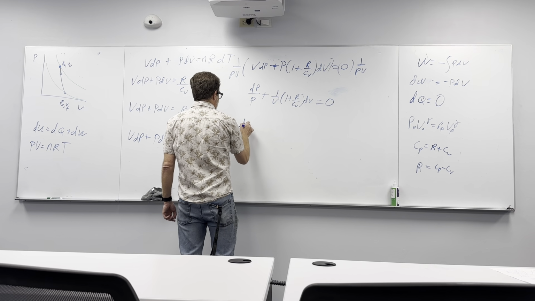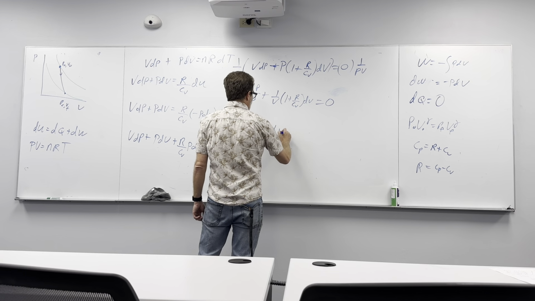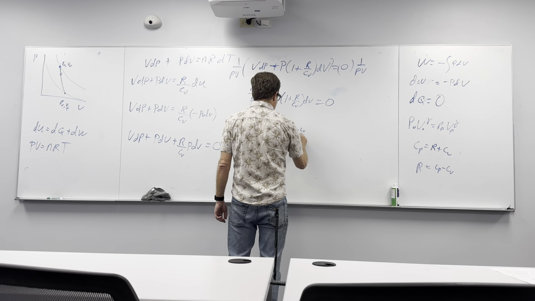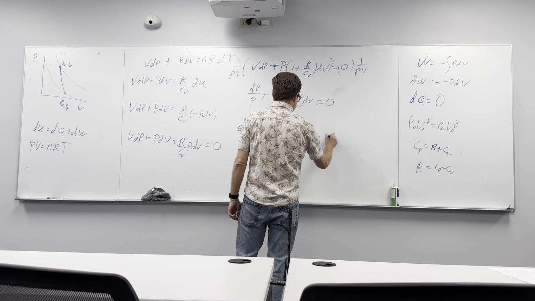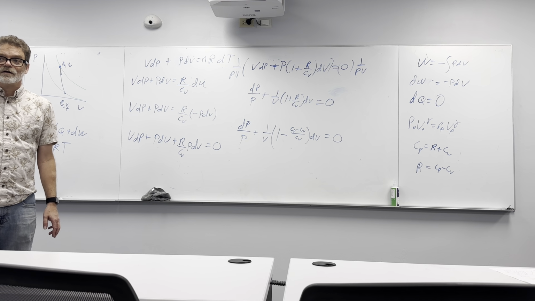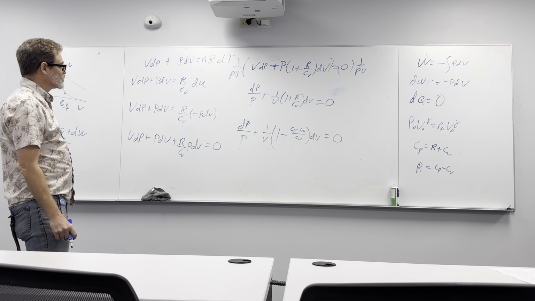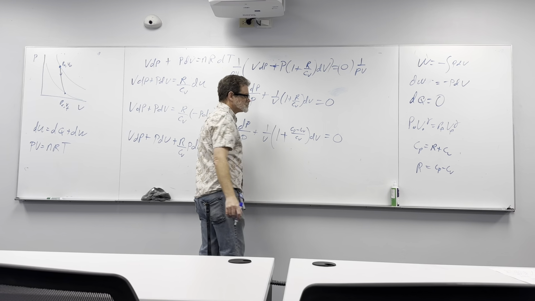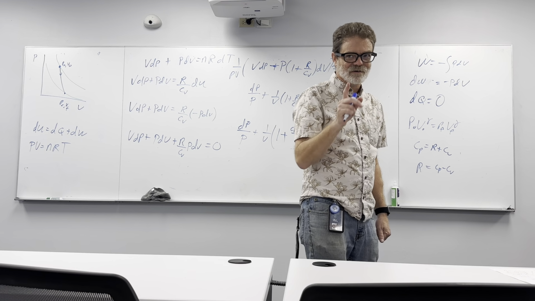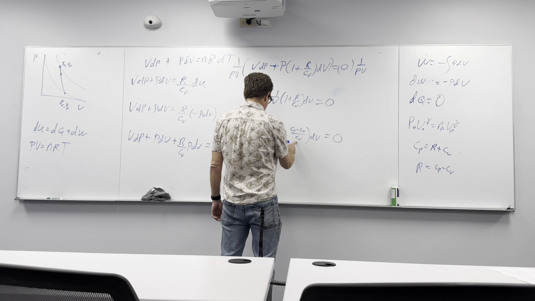So I got a dP over P plus a 1 over V times 1 minus CP minus CV over CV times dV equal to 0. Is it plus? Wait, what was R again? Is it plus 1 plus CP? Oh, 1 plus. Thank you. Good eye.